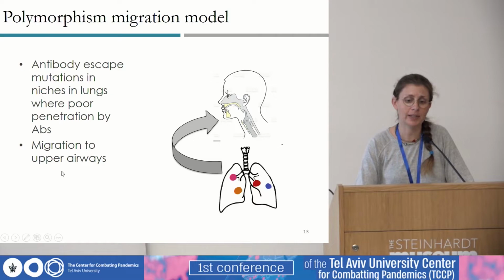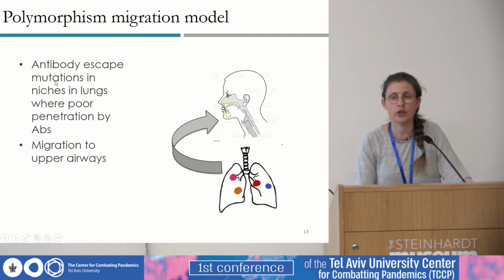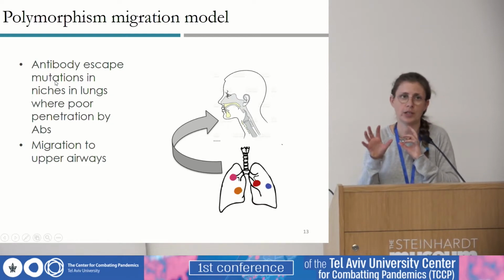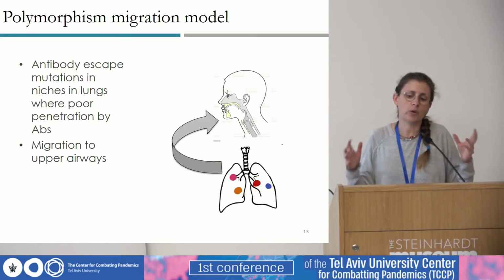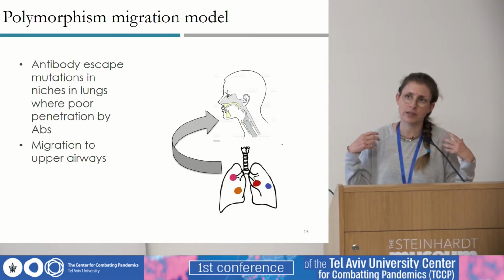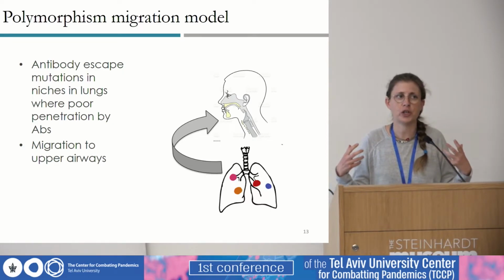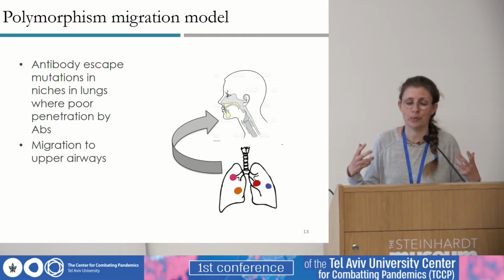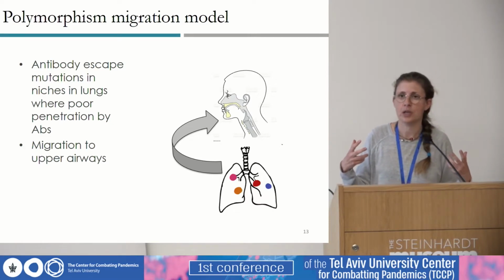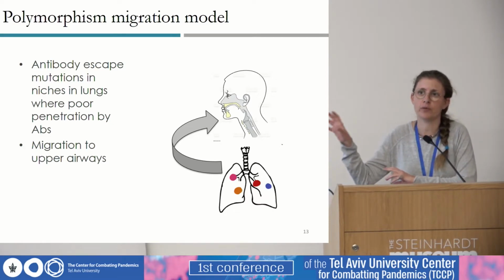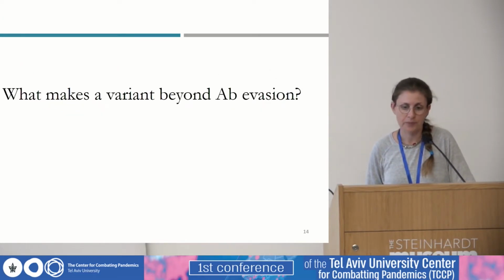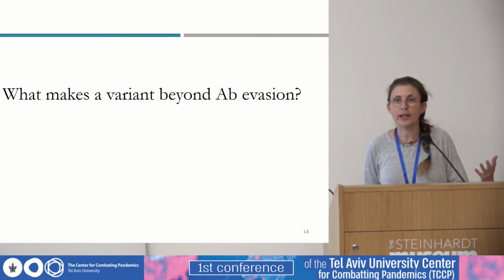And we also think that antibody escape mutations might occur in niches in the lungs where there's very, very poor penetration of antibodies. The reason that we're suggesting this model is that similar dynamics actually occur in HIV in the context of drug resistance, where you have a niche in the body of a patient where the drug doesn't penetrate properly, and then you get resistance. The second part of the talk is going to be what makes a variant beyond antibody evasion.